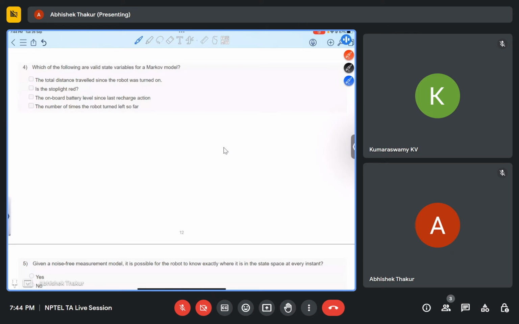So moving on to the question fourth, that is which of the following are valid state variables for a Markov model. The total distance traveled since the robot was turned on. Yes, this is a valid state variable, like how much distance the robot traveled since it was on. Is the stop light red? Yeah, this is also. Onboard battery level since the last recharge action. No, this is not a valid Markov state variable. The number of times the robot turned left so far, this is also. So the correct option is A, B, D.